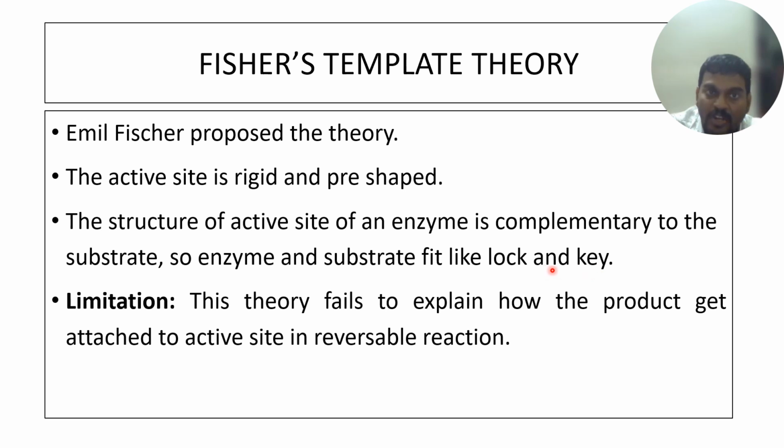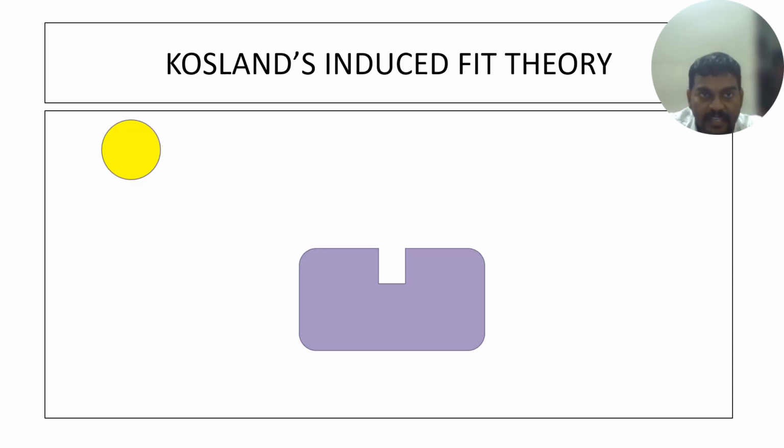That's why Fischer template theory is otherwise called lock and key theory. So it can explain the specificity of the enzyme, but it cannot explain how, in a reversible reaction, a substrate and product can get attached to the same enzyme. So this was overcome by the next theory, Koshland's induced fit theory.